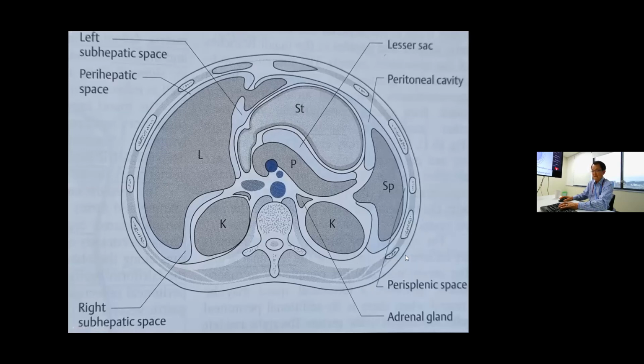This is the lesser sac, anterior to the pancreas. For a pancreas tumor here, you have to describe the pancreas head, body, or tail, and then look for lymph nodes, anterior peripancreatic or posterior peripancreatic, or around the aorta, superior mesenteric artery and vein. If the tumor is attached to any artery, that's inoperable. Vein involvement is still operable. So you have to know the relationship.